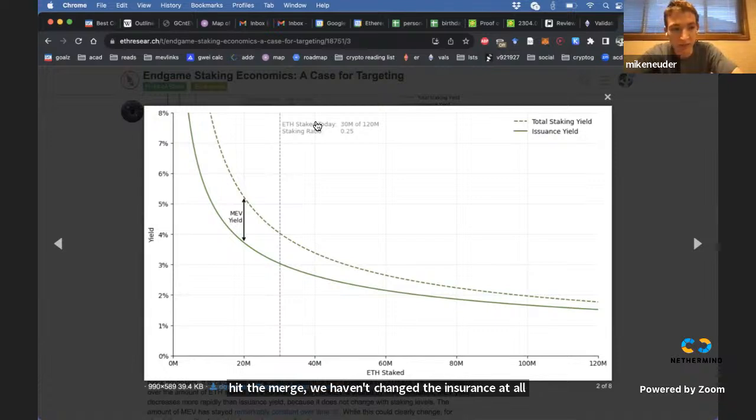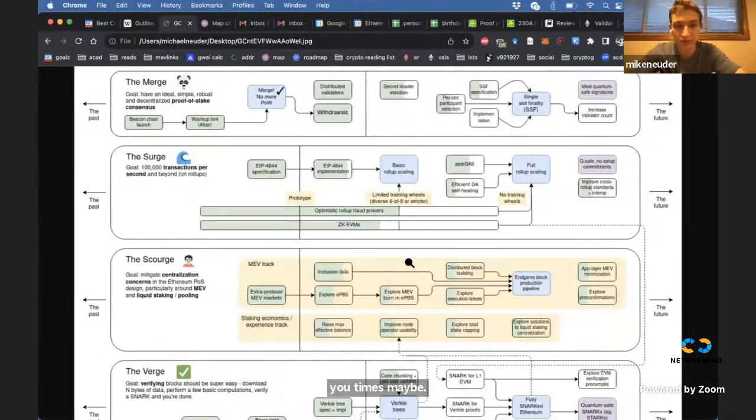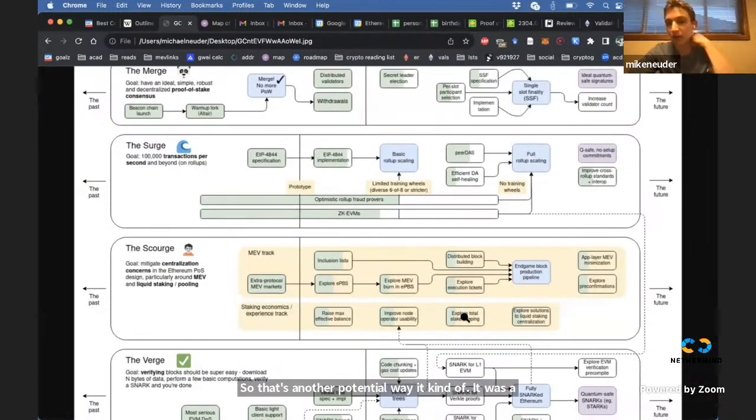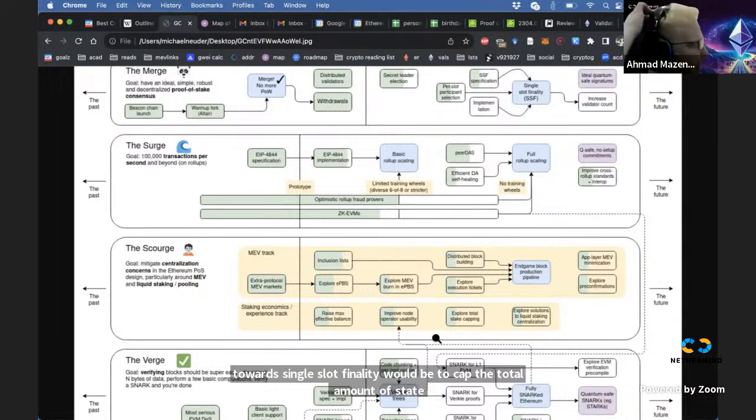So changing it now is one of those things where it takes a lot to get everyone behind it, and it's one of those things that you can only change a few times, maybe. So that's another potential way. It was a long rambling rant to get to the point that another way of minimizing the number of validators to get towards single slot finality would be to cap the total amount of stake. And that's another thing we're exploring.